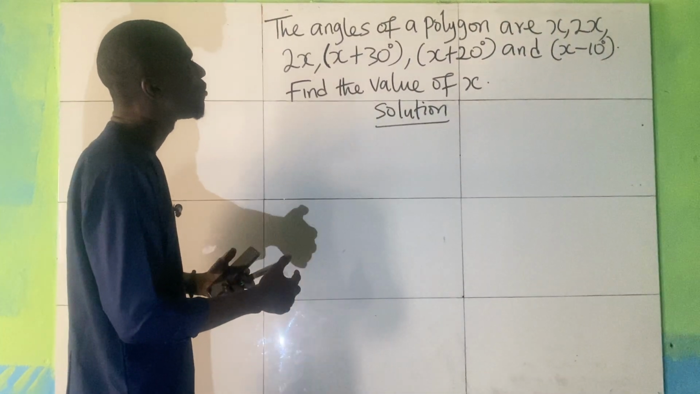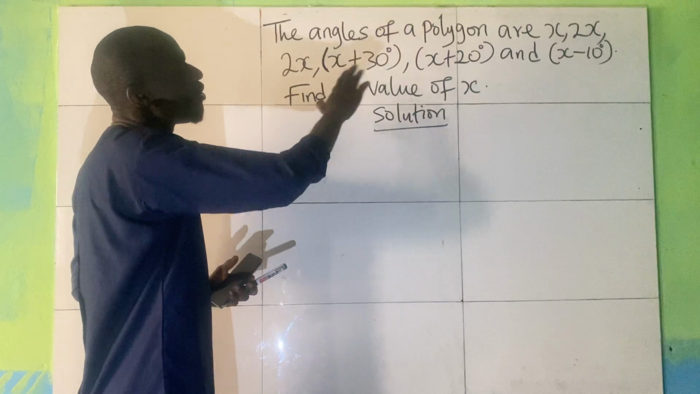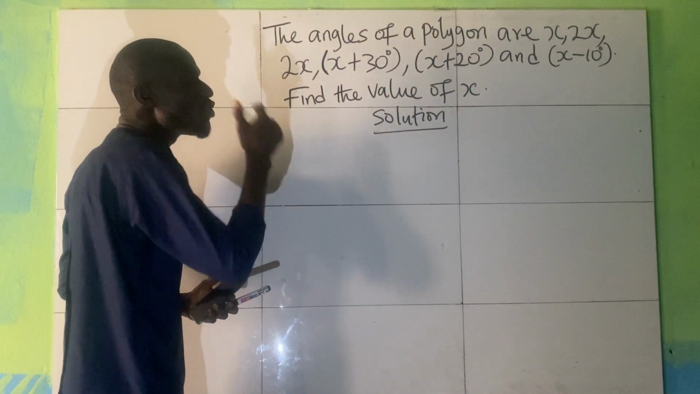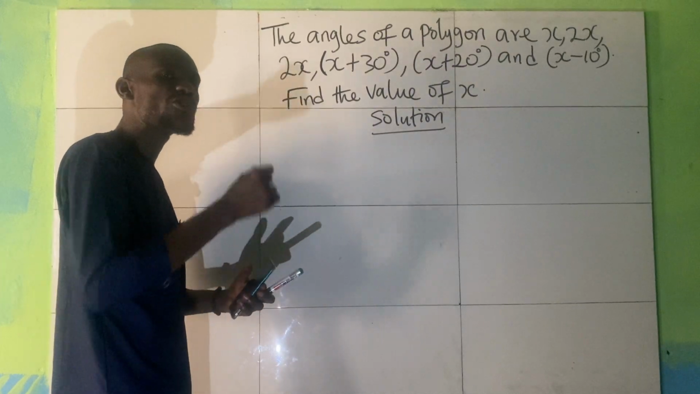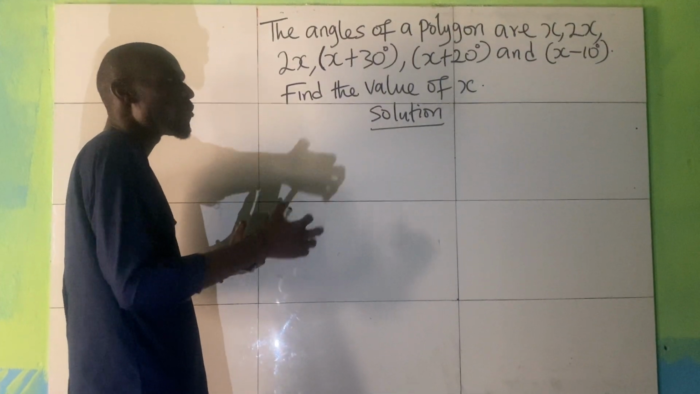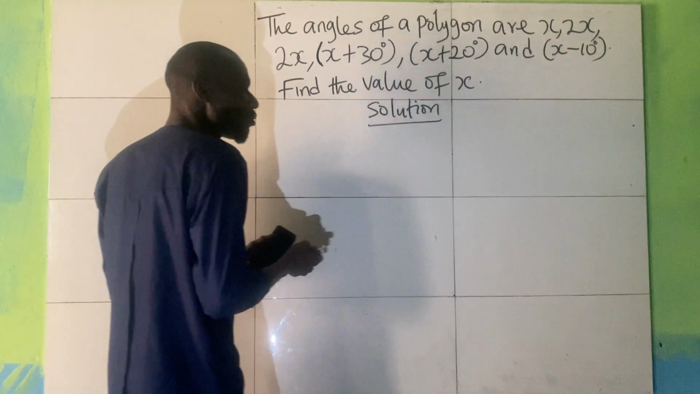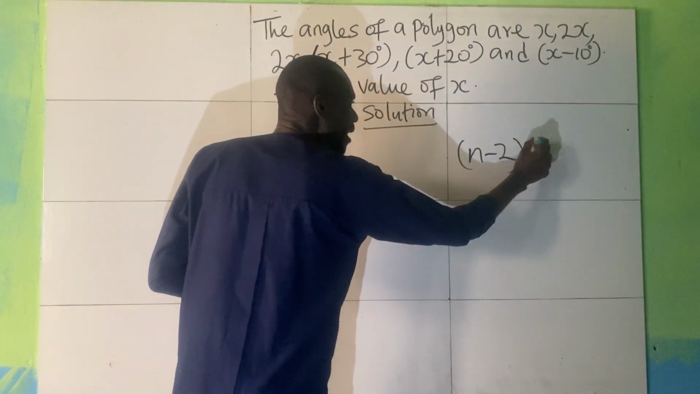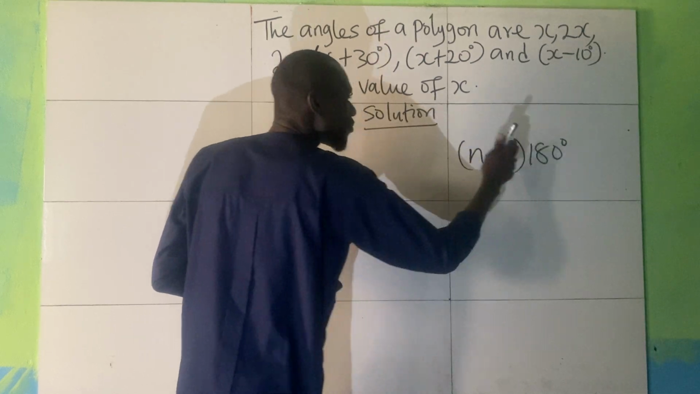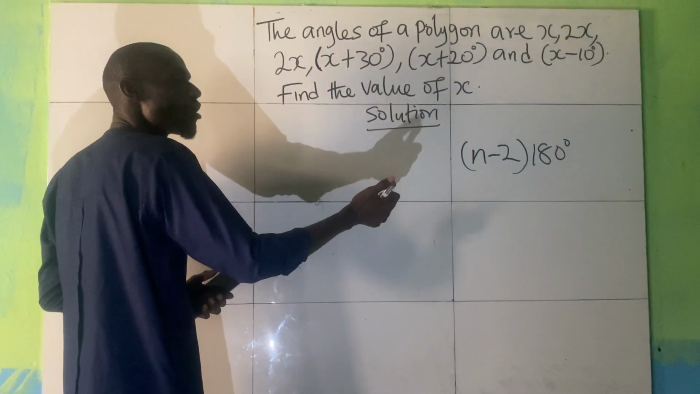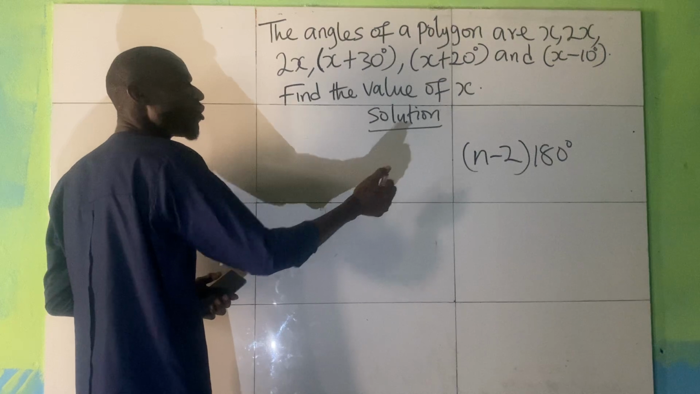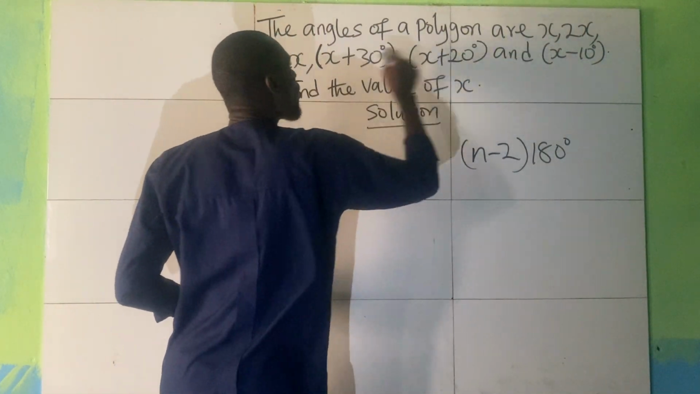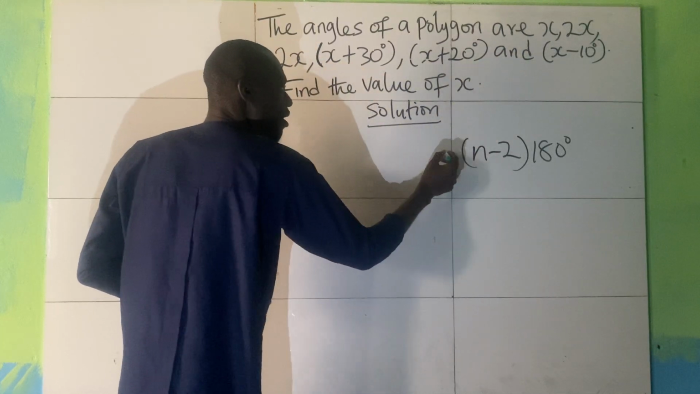Looking at the board, we are asked to find the value for x. All these are the angles of the polygon, interior angles. We know that the sum of the interior angles of a polygon is equal to n minus 2 multiplied by 180 degrees. So if we sum all the angles of this polygon, it simply means that we are going to sum all of these interior angles.